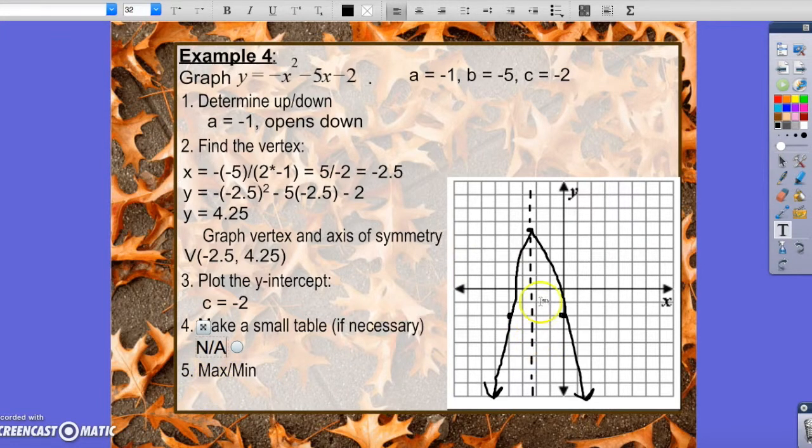Now, the last part, max or min, all right, it opens down, so this is what? A maximum. My maximum is always going to be the y-coordinate of the vertex. So what do we get for y back in step 2? My y is 4.25, so we're going to write max at y equals 4.25. And that's it.